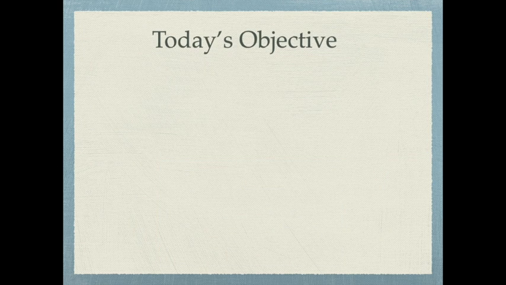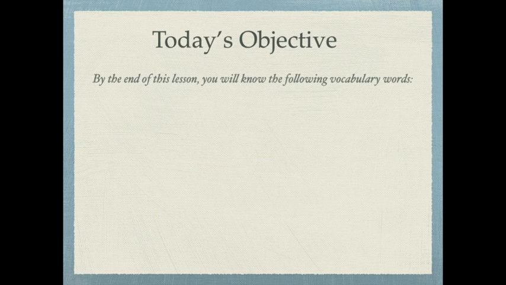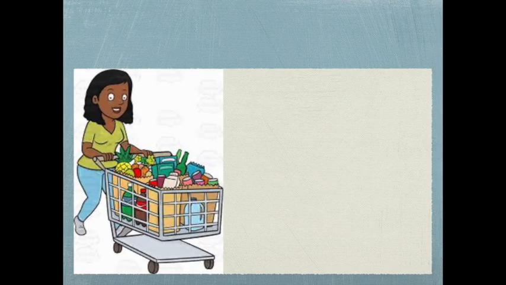Today's objective is for you to learn the following vocabulary words: unit ratio, per, and each. And we're going to do that within the context of shopping.